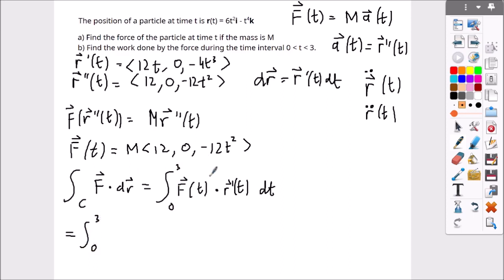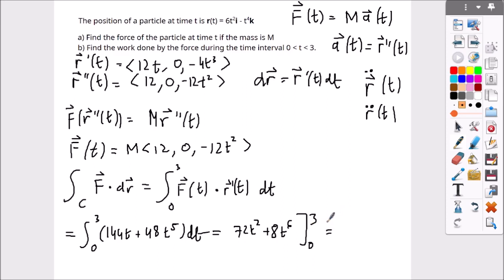That's equal to the integral from 0 to 3 of 12t times 12, which is 144t, and negative 4t cubed times negative 12t squared, which is 48t to the 5th power, dt, which is equal to 72t squared plus 8t to the 6th power from 0 to 3. That's a huge number. It's done a lot of work. 72 times 3 squared plus 8 times 3 to the 6th. That's 3 to the 4th plus 3 squared.